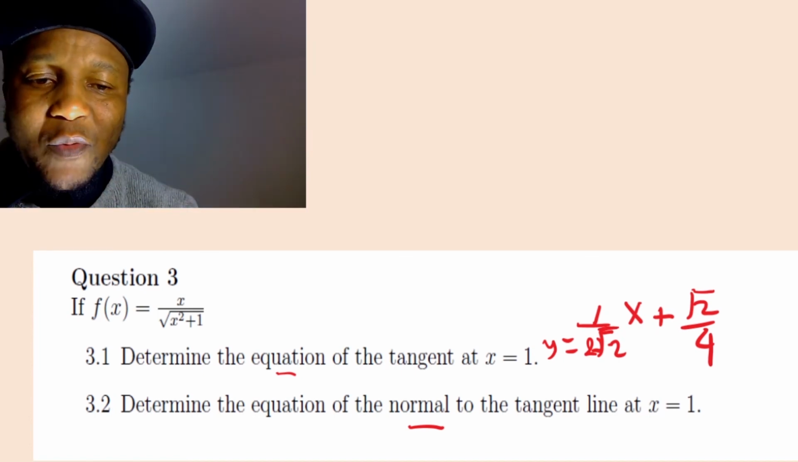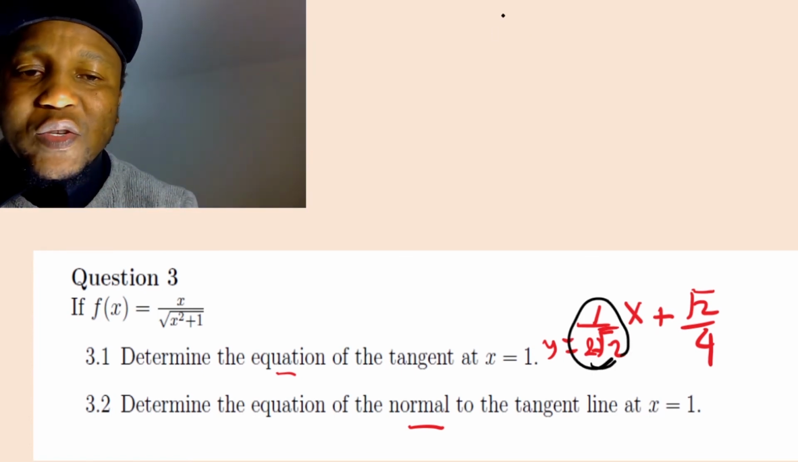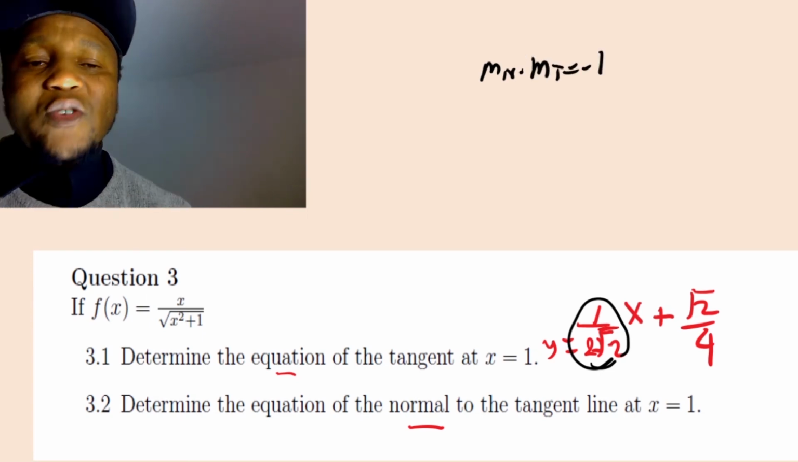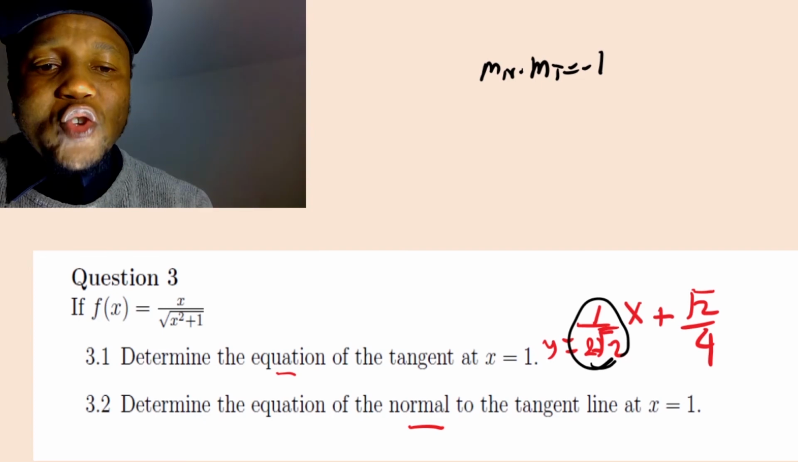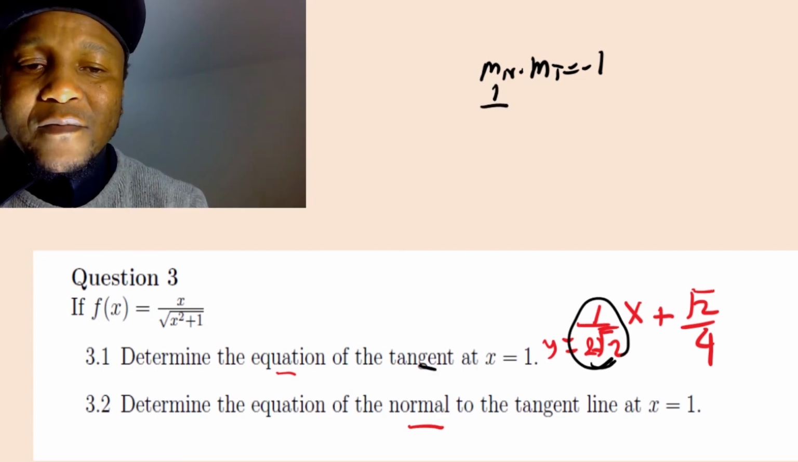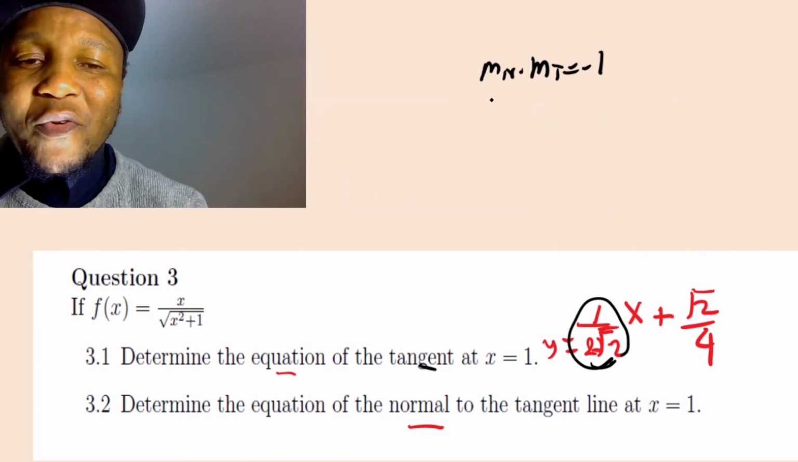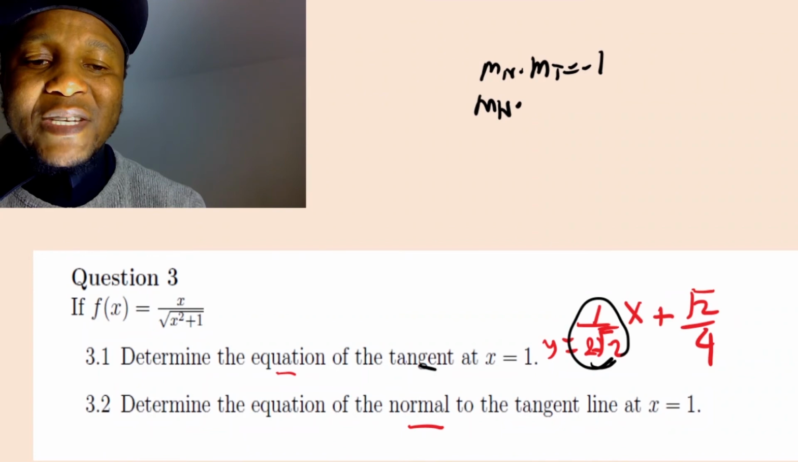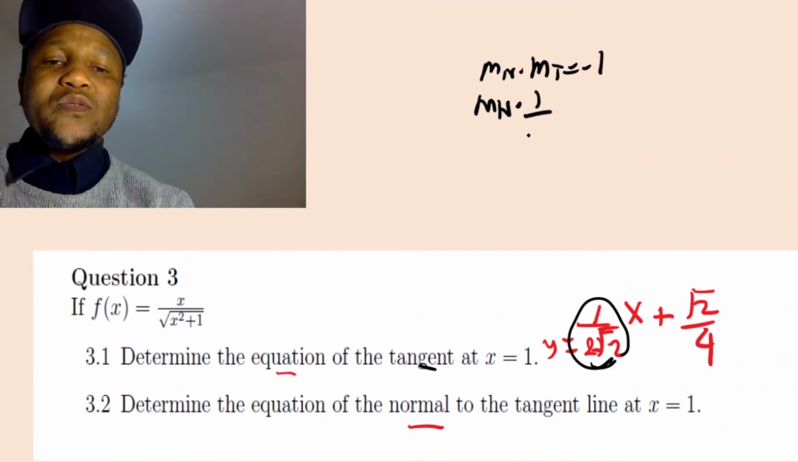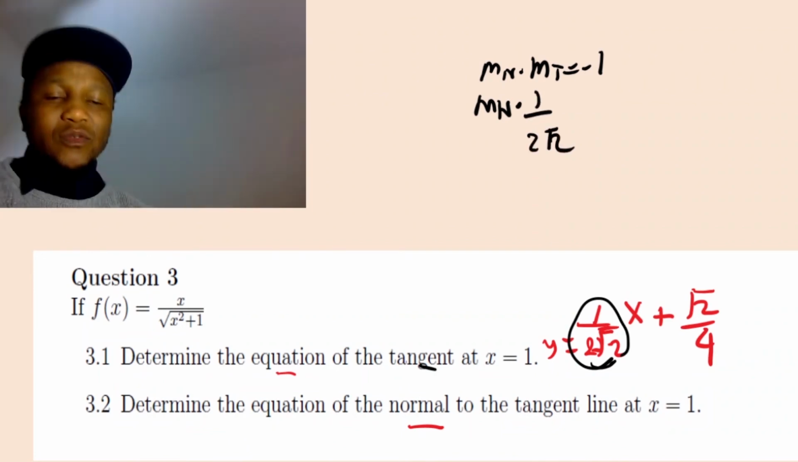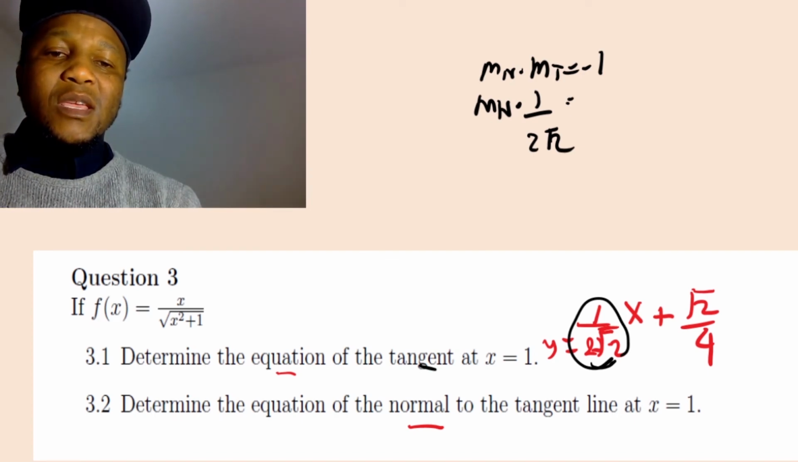The slope of a normal times the slope of a tangent always equals -1, always. The slope of the tangent is 1 over 2 square root of 2. So we say the slope of the normal, which we don't know, times the slope of the tangent, 1 over 2 square root of 2, equals -1.